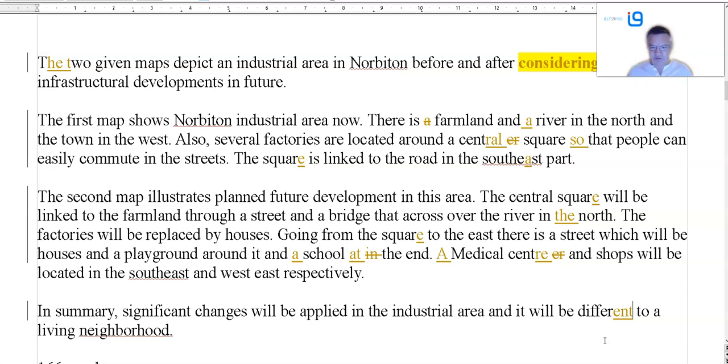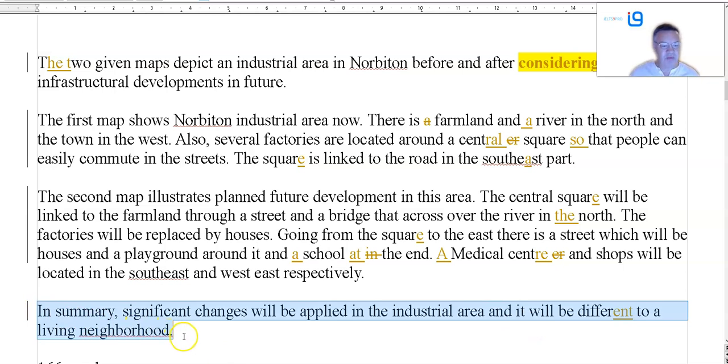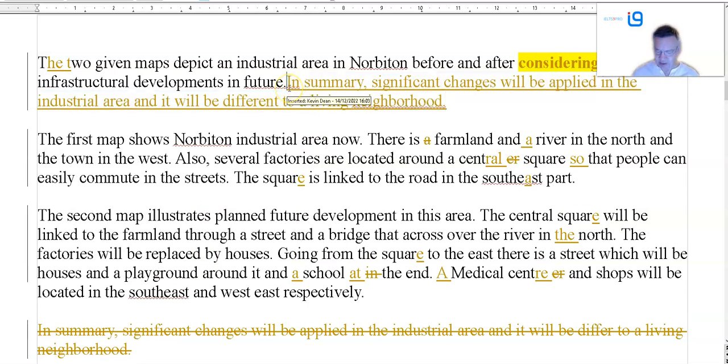completely changed from industrial to residential. So that doesn't work. I can't be bothered to type out and change every single thing here. And also, there's no summary, there's no conclusion. You need an overview, right? You need an overview. You need something.